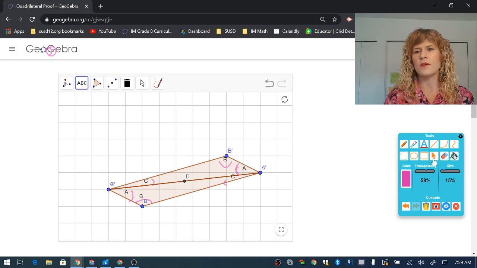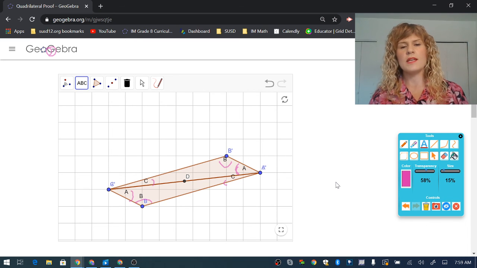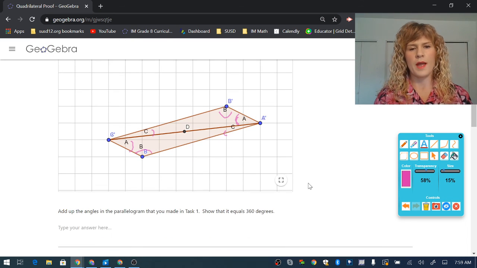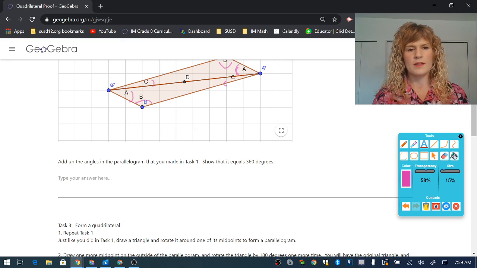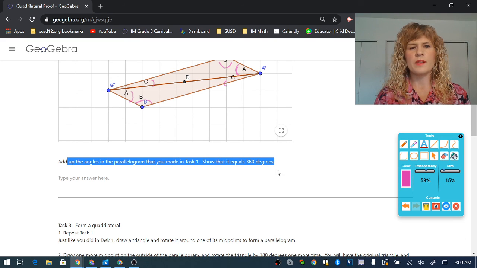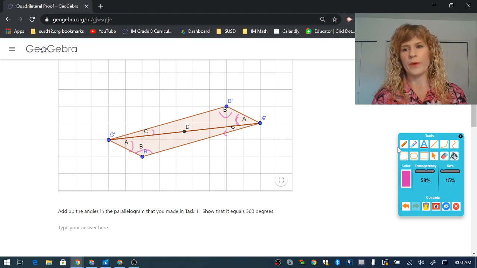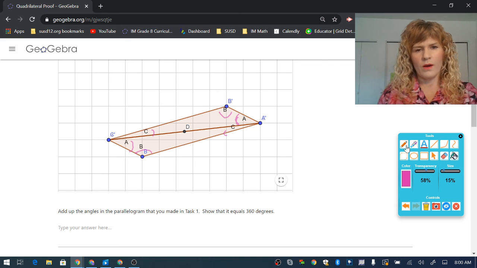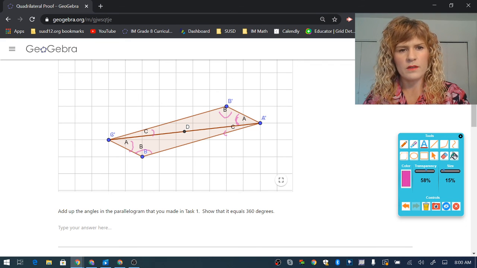Good job, guys. Okay, we finished the steps, and your figure and image should look like this. It is a parallelogram. The question asks, add up the angles in the parallelogram that you made in task 1. Show that it equals 360 degrees. Okay, we're going to add up these angles. Let's start here.